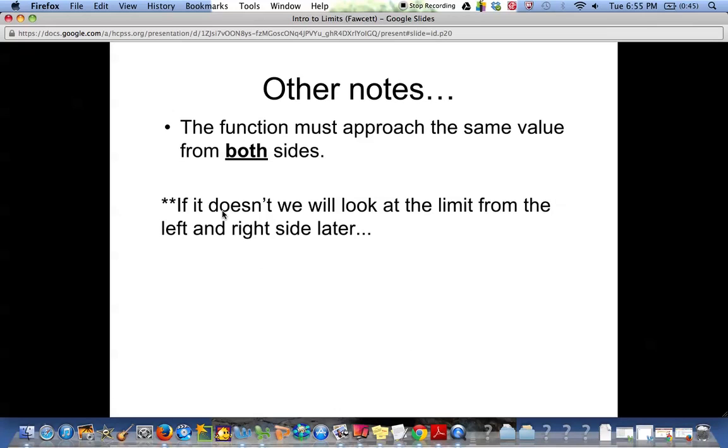We're going to get into this more later in the unit, but the function must approach the same value from both sides. So if you're looking at a value of 2, the function must approach that limit from the left side and the right side. If it doesn't, then we start to look at left-hand side and right-hand side limits, and we'll look at that later in the unit.